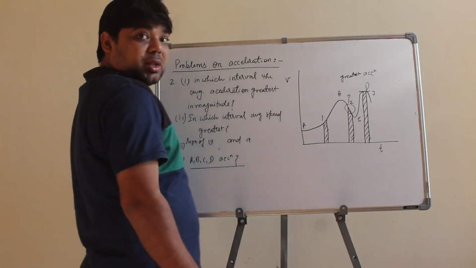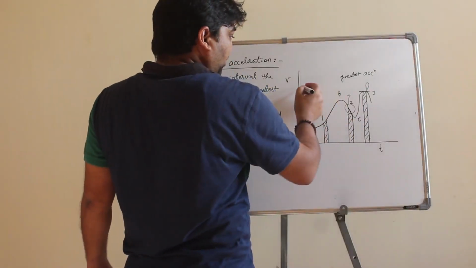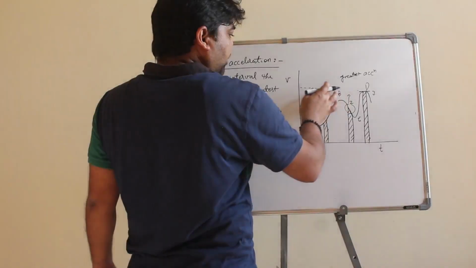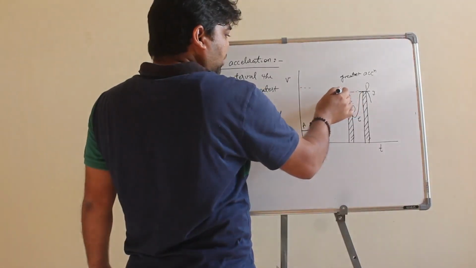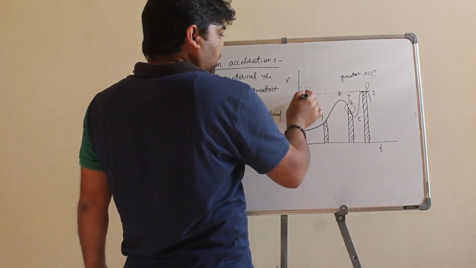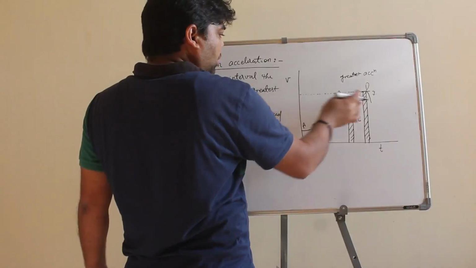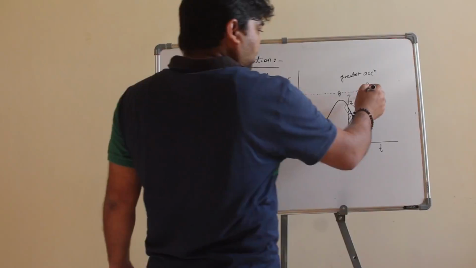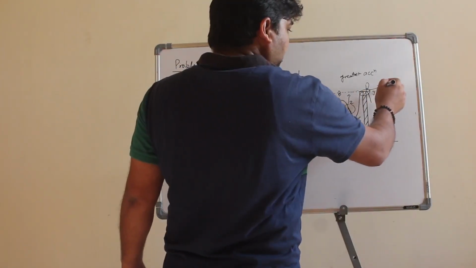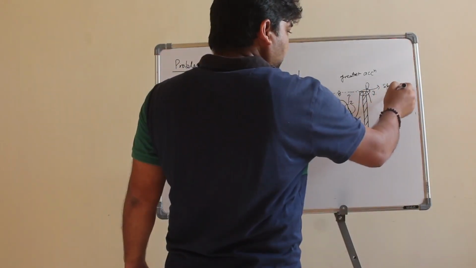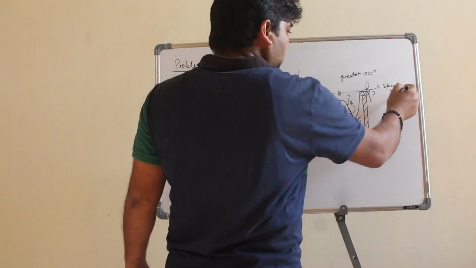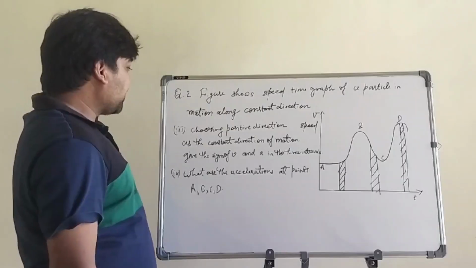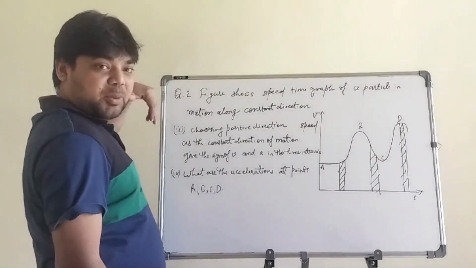In which interval is the average speed greatest? Average speed is greatest when velocity is greatest. This is the case when average speed is greatest, at D on top, this point. Speed is greatest there.